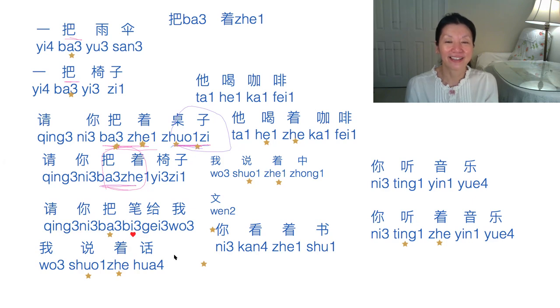他笑着, 笑, smiling, right? Smiling. 笑着, means smiling. 他笑着说, 笑着说, something here. 听着音乐, 听, listen, listening, 听着音乐, or you can say 听着中文. 听着. 看着, reading, 看着书, okay. So, we finish here, right?